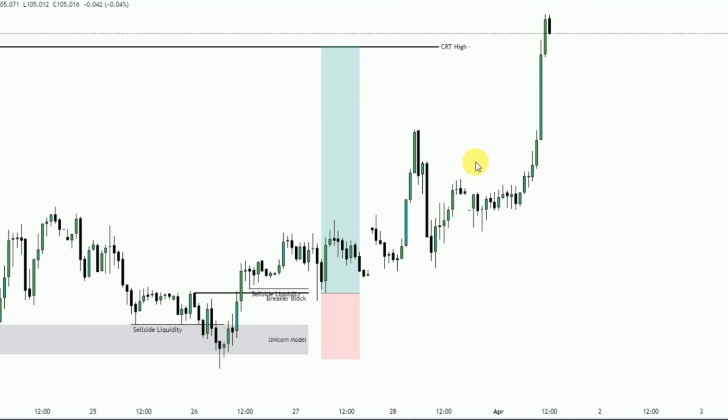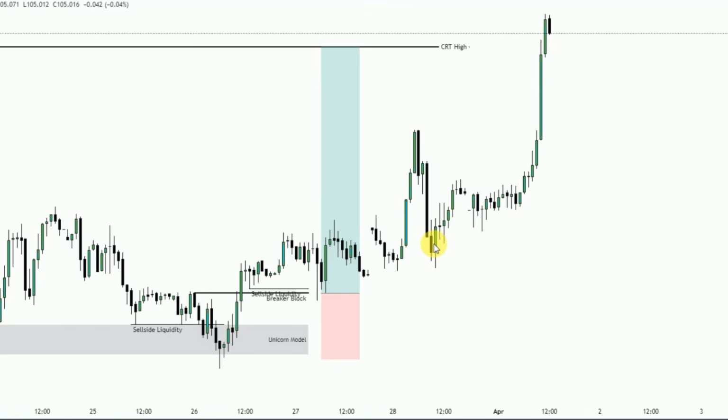Now we move down to H1. On H1, you can see that the swing high was broken and market structure shifted. You can see the swing pattern clearly. Sell-side liquidity is present. Again, we have a breaker block and a fair value gap together. This forms another unicorn entry model.